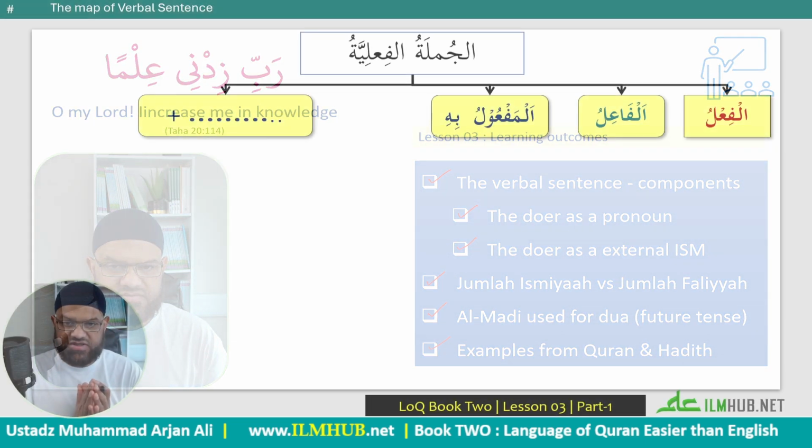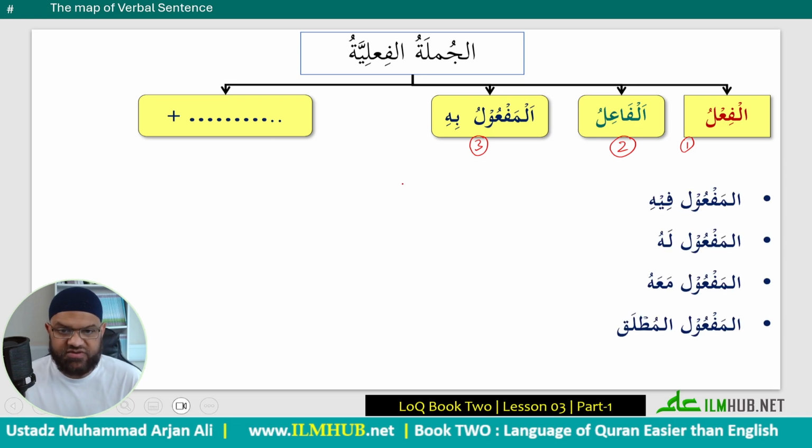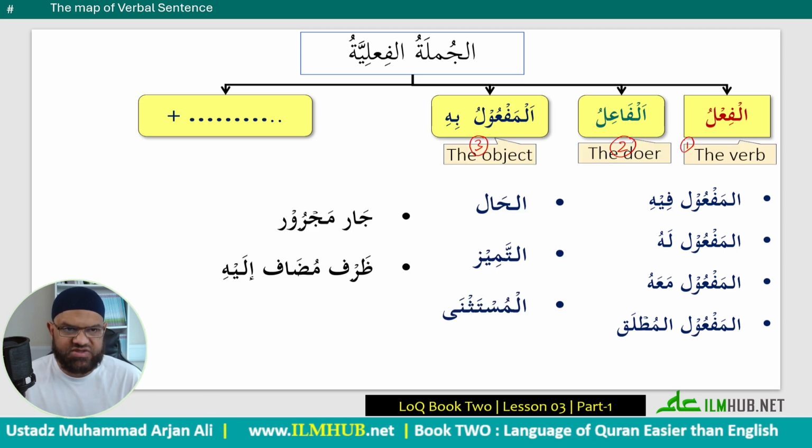In the introductory session, we mentioned that the verbal sentence has a number of components. Most important, of course, is the verb that the sentence begins with. Then we have the doer of the verb. And then, if required, we have an object. And there are many other components of the verbal sentence. Inshallah ta'ala, you're going to become familiar with all of these and more. And of course, some of the parts we've already studied.